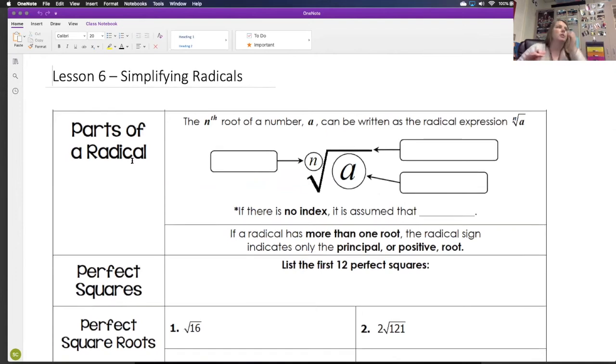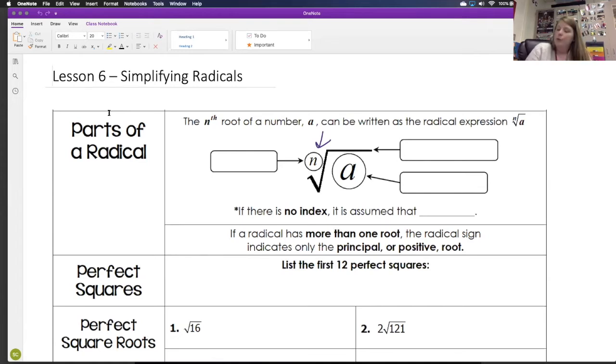So let's talk about the parts of this thing. So this is a radical. Radical means that root symbol. It may not always be a square root. We can also take cube roots and fourth roots and fifth roots and sixth roots and so on and so forth. So you may have never even seen a number written there before where that n is, because most of the things you've seen are square roots.